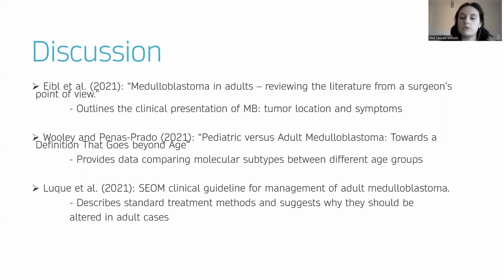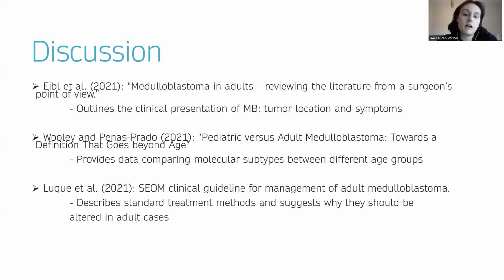But once you reach over the age of 18, it's almost 70% accounted for by the SHH molecular subtype. So pretty stark difference between the two. And they also found that only 3% of adult medulloblastomas are in the group 3 category. So that really narrows down what an adult is most likely to have.